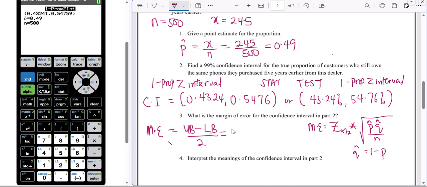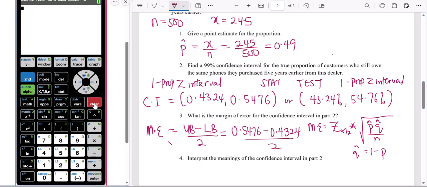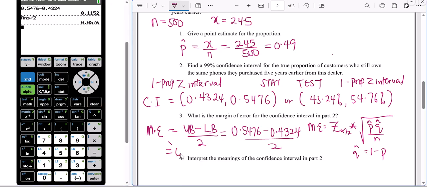The upper bound we have here is 0.5476 minus the lower bound, or they can call it lower limit, either way, lower limit, upper limit, over 2. So here I have 0.5476 minus 0.4324 divided by 2. So the margin of error is very small, which is 0.0576.